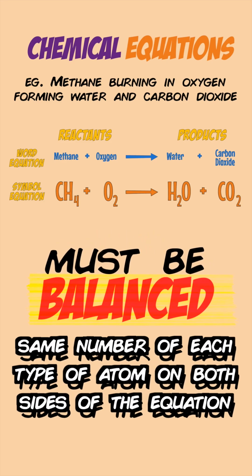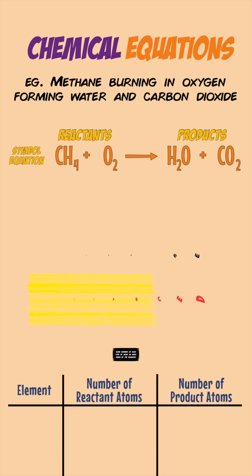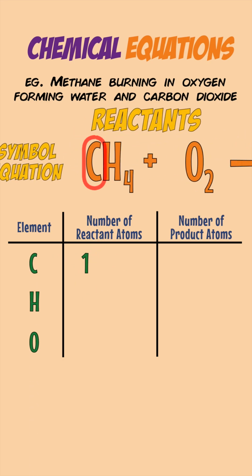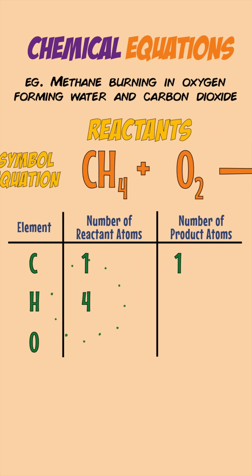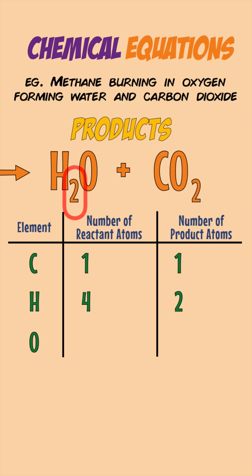This just means they have the same number of each type of atom on both sides of the equation. We can first check whether this is true by identifying the number of atoms of each element on either side of the equation. So here there's one carbon atom on the left and one on the right. For hydrogen, there's 4 hydrogens on the left, as there's a small 4 on the bottom right of the H, and there are 2 hydrogens on the right.